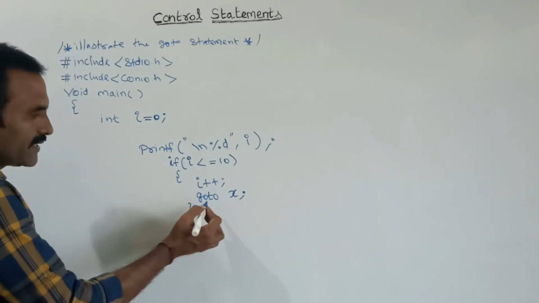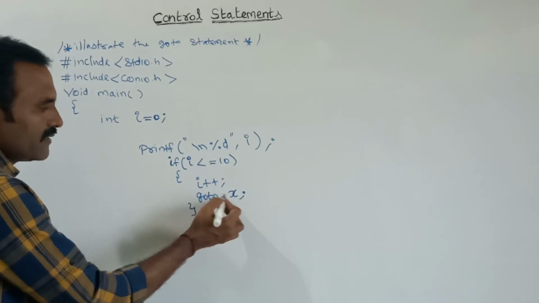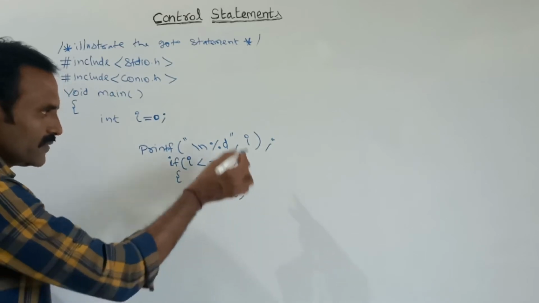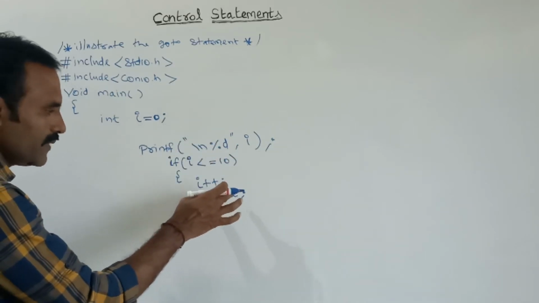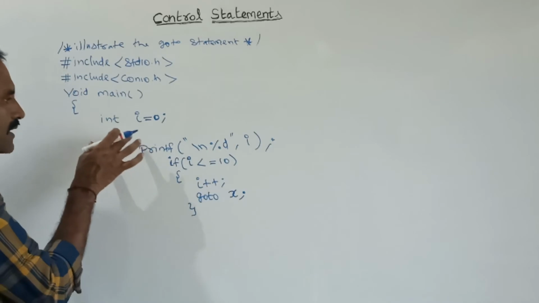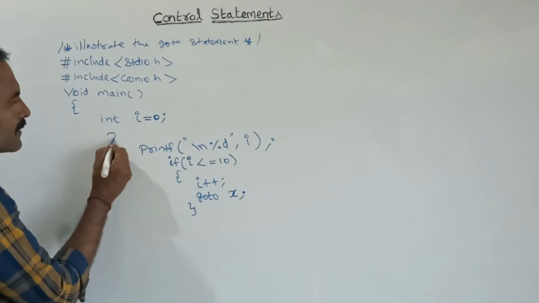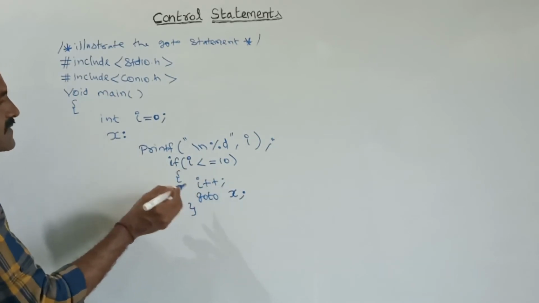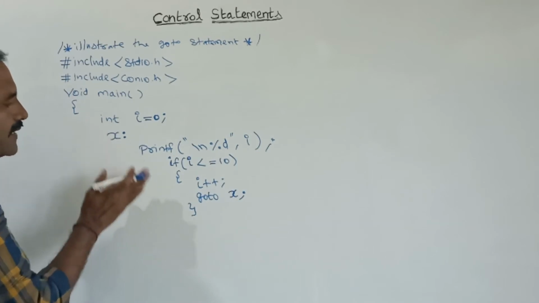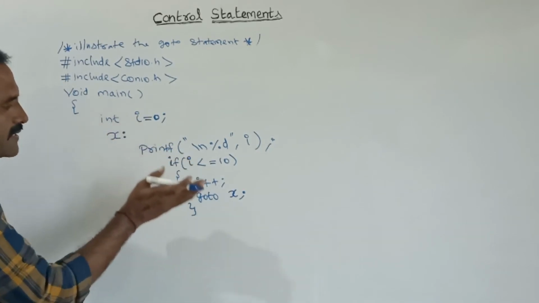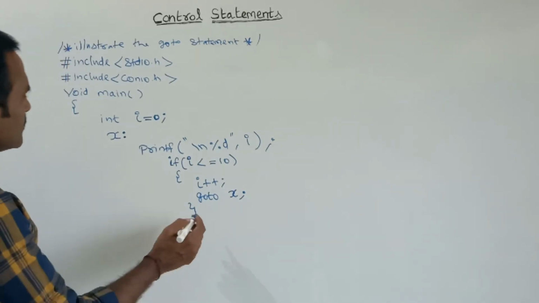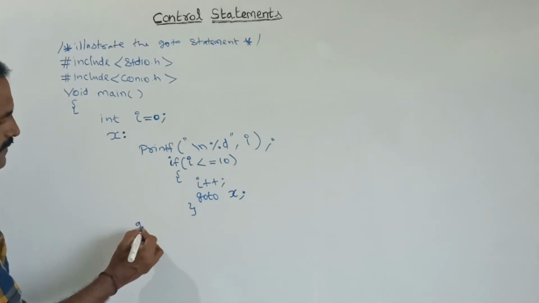Here, each and every time the controller comes to this step, it will go to the label X. Here I am mentioning the label name, suppose I am mentioning the label X. Each and every time the controller will come here. If this if condition is satisfied, the controller will come here and again execute each and every statement after the label X.